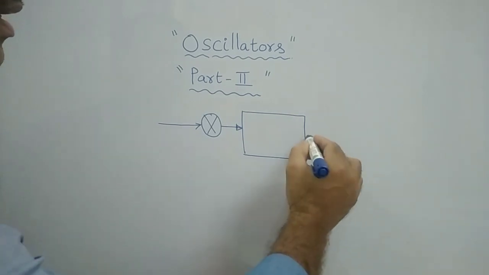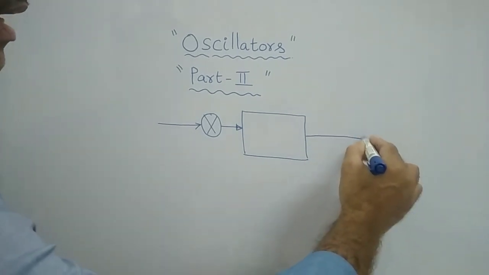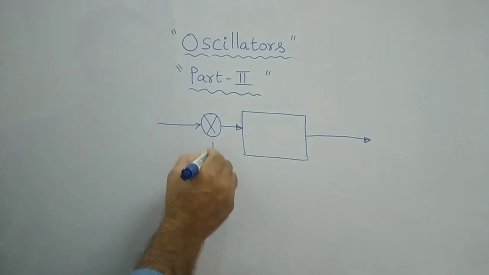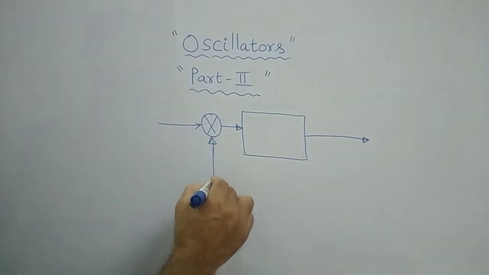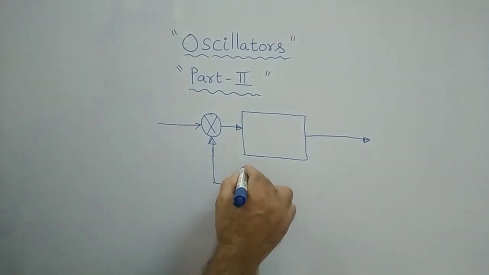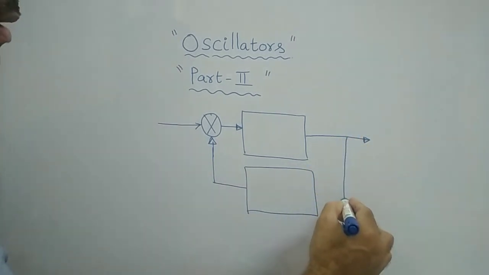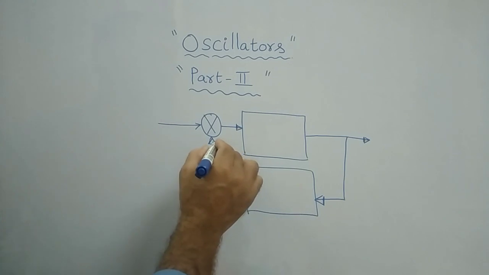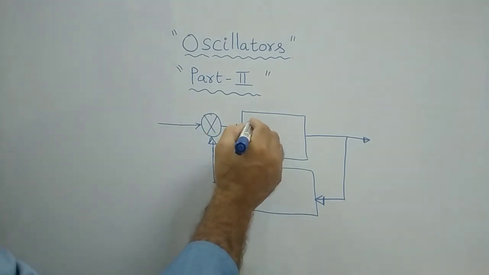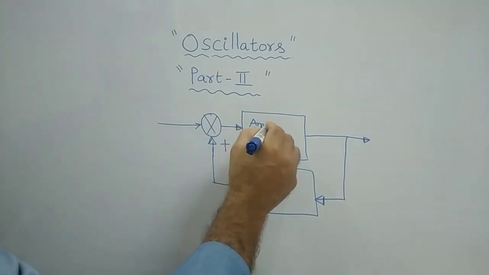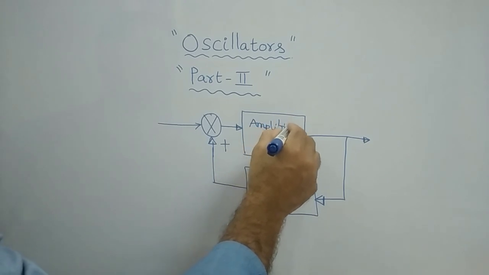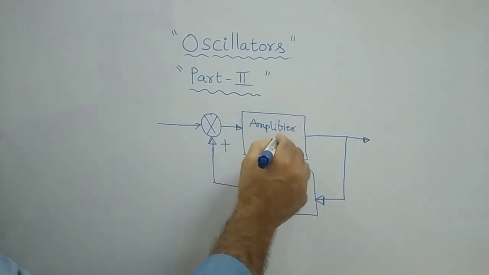An oscillator is nothing but an amplifier, provided that it has positive feedback. That's it. That is the simple idea. This is the amplifier, as I told you in the last presentation. This is the amplifier with gain A.